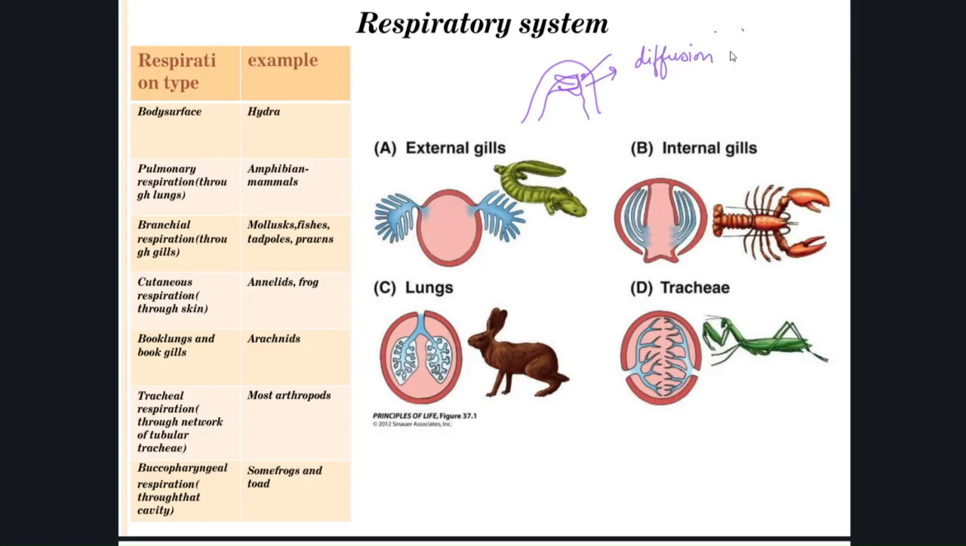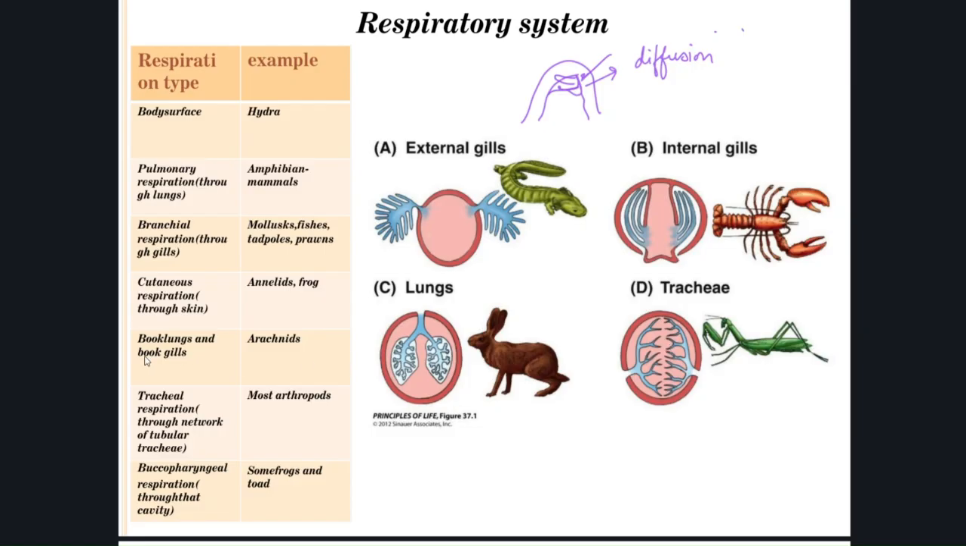Through that, the organism is able to take in sufficient oxygen and get rid of the gaseous waste, that is carbon dioxide. And this is the core of every single structure, whether we talk about alveoli in the lung, the basic components of gills, book gills or book lungs in arachnids, or tracheal networks as seen in the arthropods.